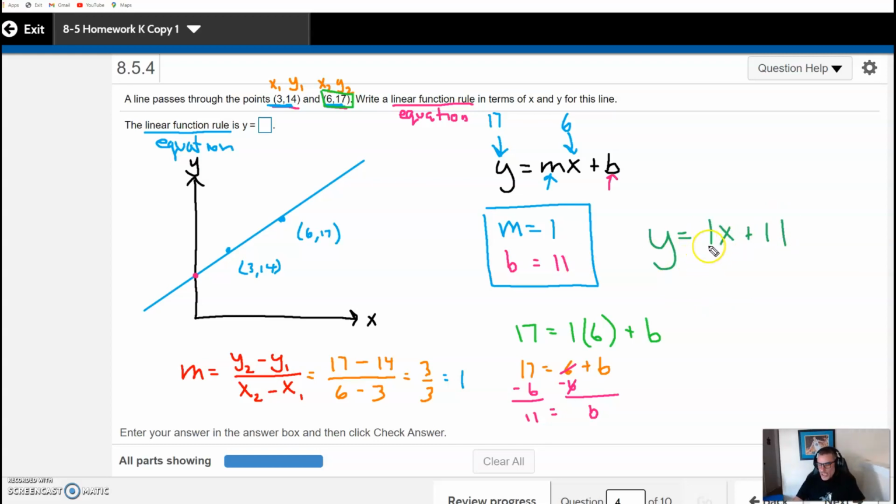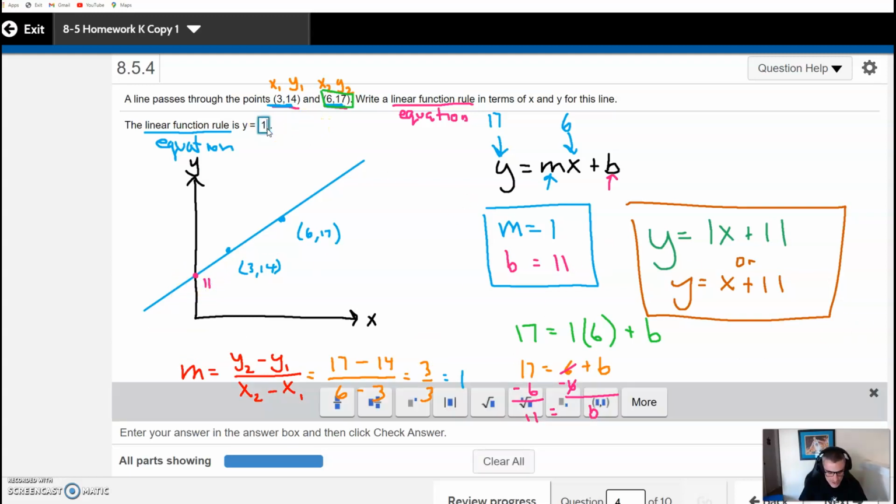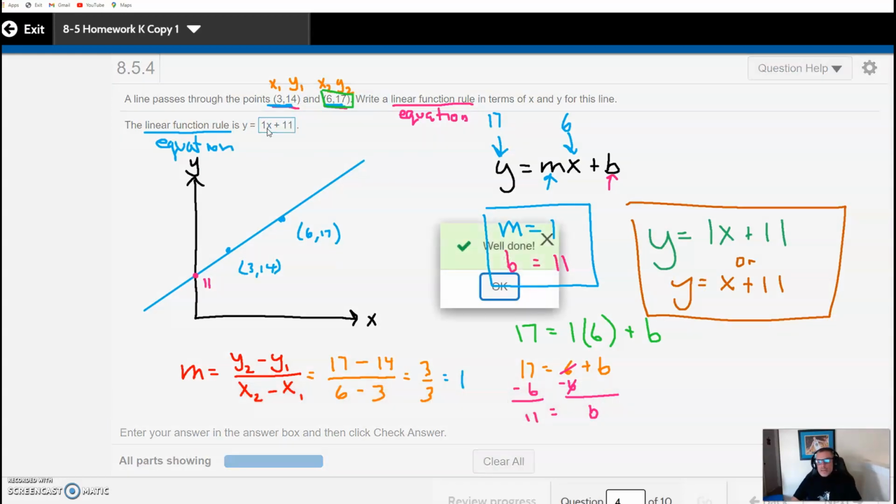Again, remember, if it's a 1 here, you really don't have to put it. So you could also write it, I'll say y is equal to just x plus 11. Those are mathematically identical. Again, the only difference is the 1 here. So we solved for the slope. We solved for the y-intercept. We can write the equation for the line. So again, we know that this line does in fact cross the y-axis here at 11. So I'm actually going to try putting the 1 there and see what it says. 1x plus 11. Got it. Yeah, so it doesn't mind if you have the 1 there.